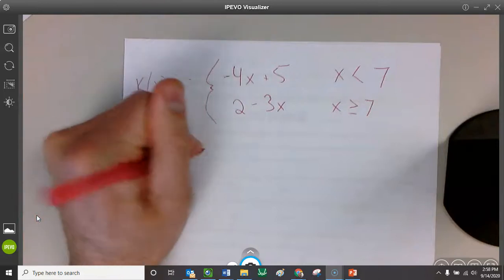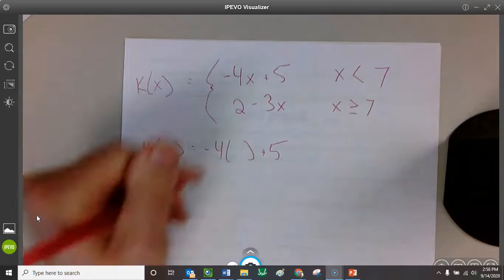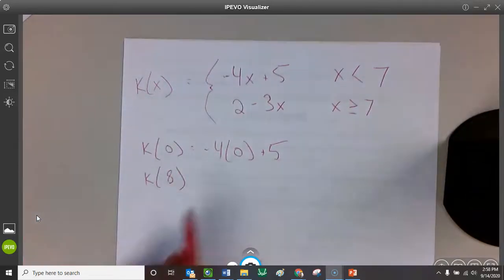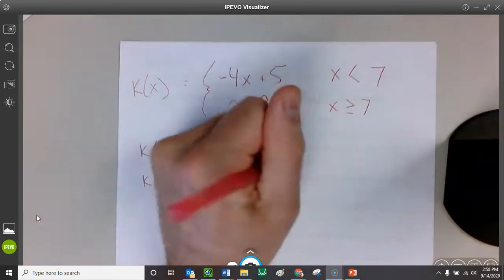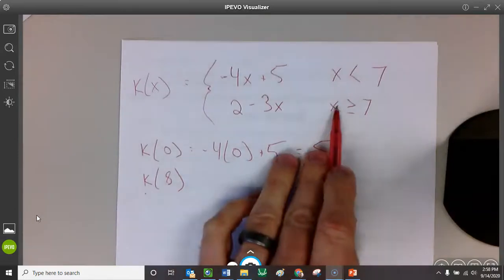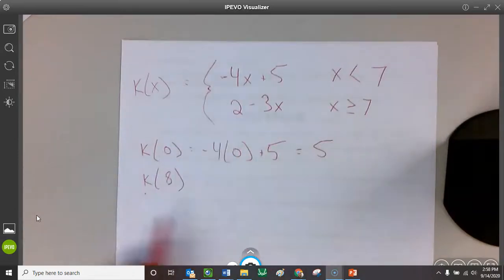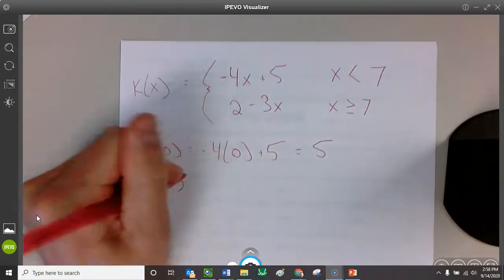I'm going to go up into that equation. I'm going to take the x out, and I'm going to put a parentheses in its place. I'm plugging in a 0, and then I'm evaluating. -4 times 0, 0, 0 plus 5. It equals 5. Easy stuff. Next one, k of 8. Greater than or equal to 7, use this one. This is definitely greater than 7, so I'm going to use this equation, this piece of my function.